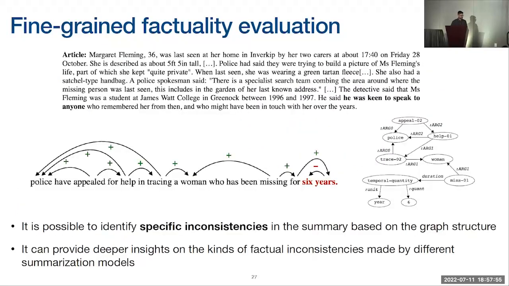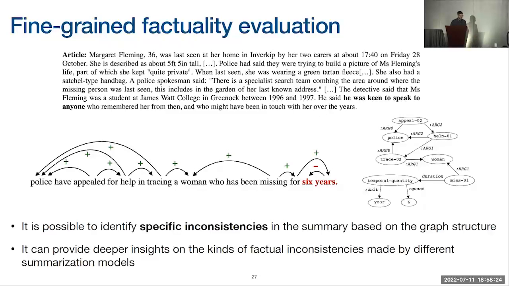Here I present an example where we see a hallucination in this summary in red. The idea is that the model is able to identify specific inconsistencies in the summary based on the graph structure. And on the right-hand side, we see the AMR graph of this summary. The idea here is that it can provide deeper insights on the kinds of factual inconsistencies made by different summarization models.